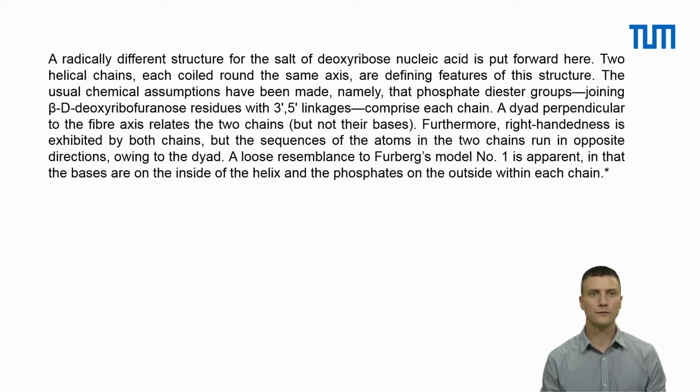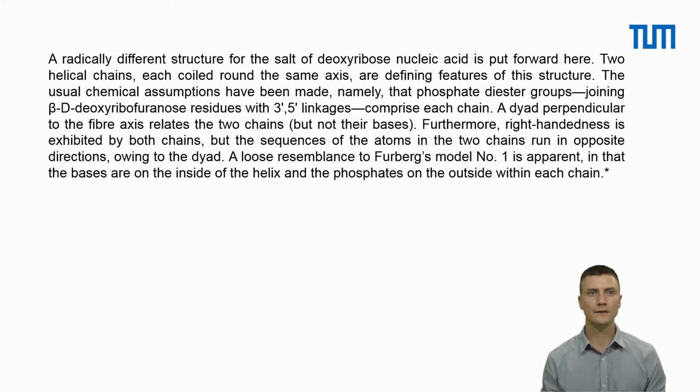A radically different structure for the salt of deoxyribose nucleic acid is put forward here. Two helical chains, each coiled around the same axis, are defining features of this structure. The usual chemical assumptions have been made, namely that phosphate diester groups joining the beta-D-deoxyribofuranose residues with 3', 5' linkages comprise each chain. A dyad perpendicular to the fiber axis relates the two chains, but not their bases.